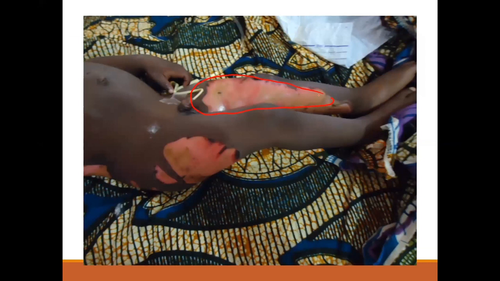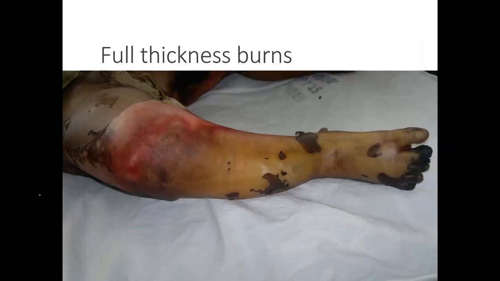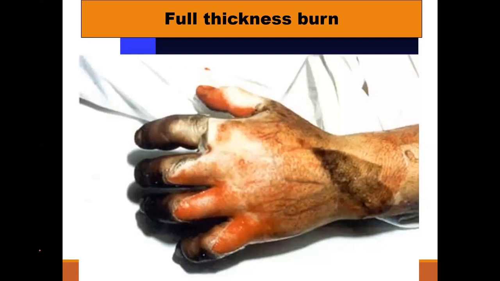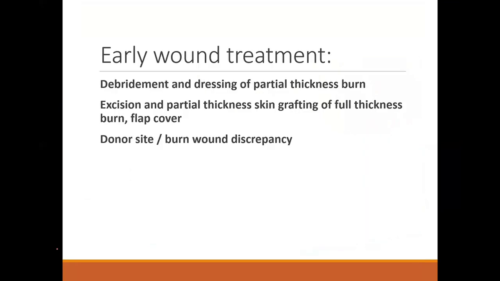You can see this also in mixed thickness. You can see some areas that are yellowish, some areas that are pinkish. Most of the burns, okay, you might see mixed thickness. Now, this is a full thickness burn. You can see this side is yellowish, leathery, some thrombosed veins, okay? And it's circumferential. Here you have to do an escharotomy to prevent compartment syndrome. It's also a full thickness.